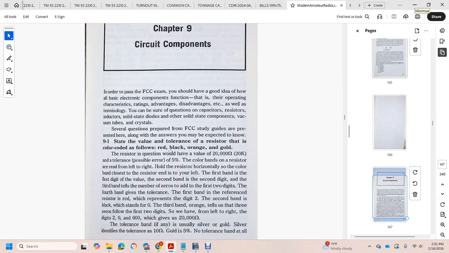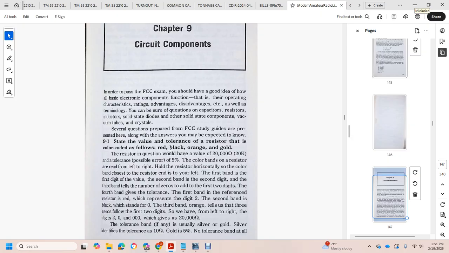Question 9.1: State the value of a resistor that is color coded with red, black, orange, and gold. The resistor would have 20,000 ohms with a tolerance of 5%. The color bands on the resistor are read from left to right, with the resistor held horizontally and the color band closest to the resistor end on the left.